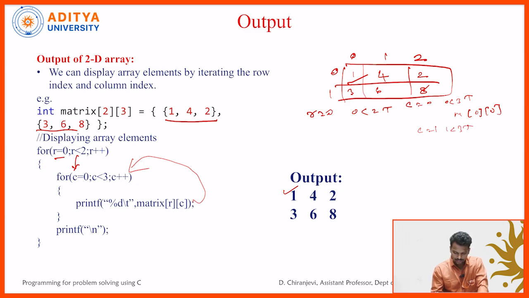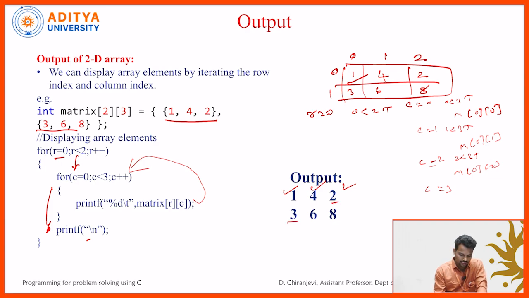Now you print matrix of 0 1. Okay, so 0 1 value is 4, so 4 will be displayed. After that, you update again C++, C value 2, 2 less than 3, true. So this time you will print matrix of 0 2. Okay, so 0 2 value is printed. After this, what will happen? You update C value 3, 3 less than 3 false. If this is false, control will come outside. Outside is \n. \n means from here the cursor will move to the next line.